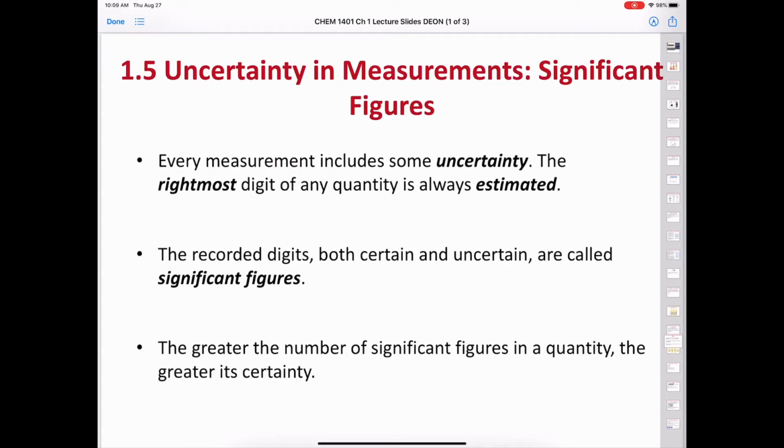All measuring devices, balances, pipettes, thermometers, and so forth, are made to limited specifications, and we use our imperfect senses and skills to read them. Therefore, we can never measure a quantity exactly. Put another way, every measurement includes some uncertainty. The rightmost digit of any quantity that we measure is always considered an estimated digit.